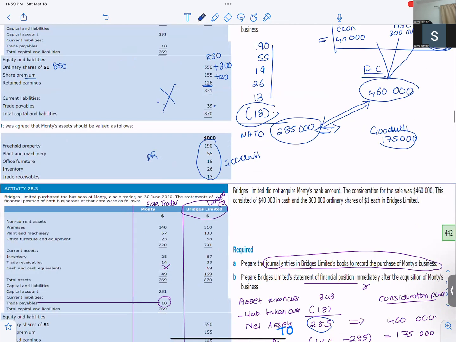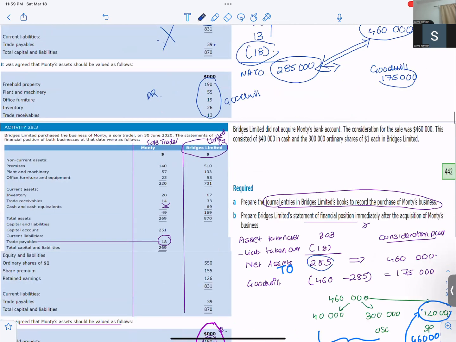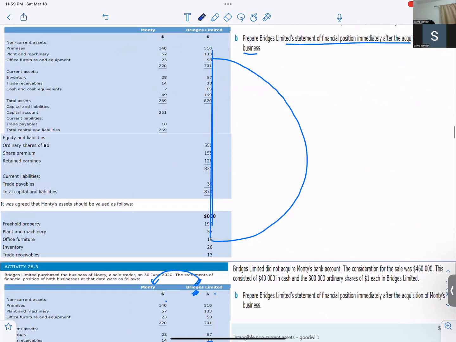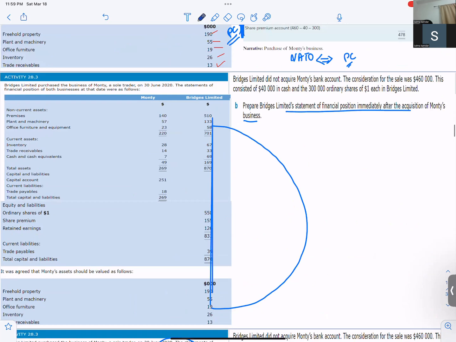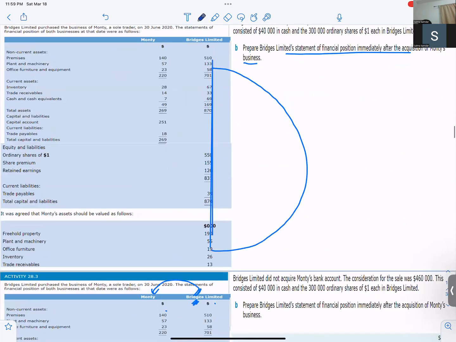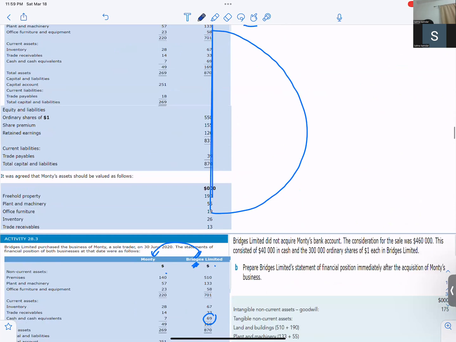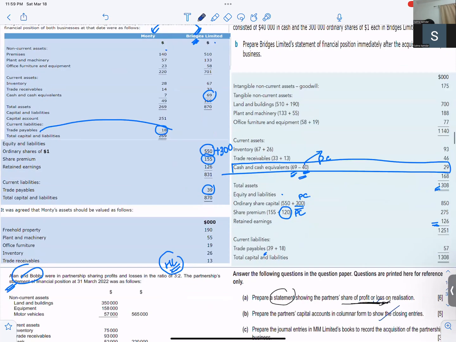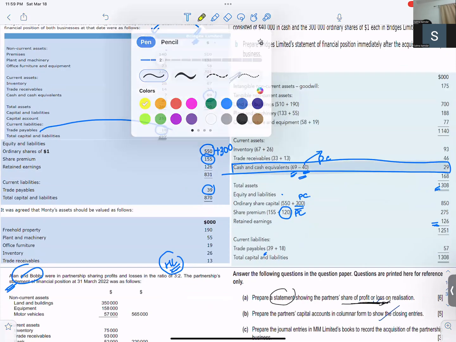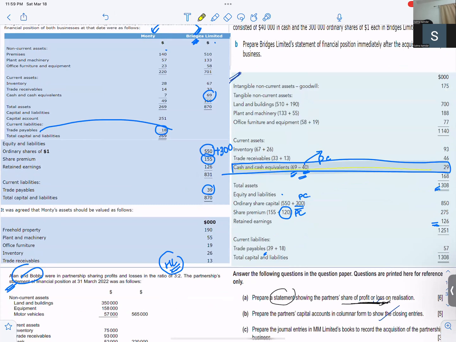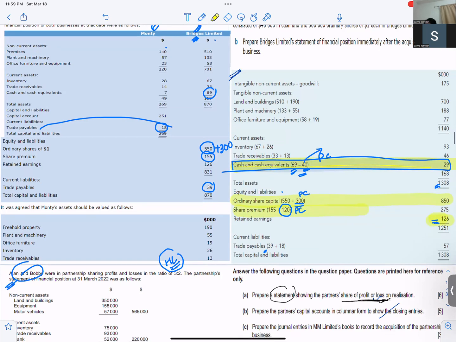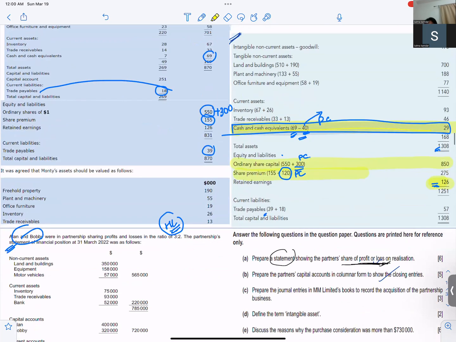So this is how I will make the statement of financial position for Bridge Limited after acquisition of Monty's business. The statement of financial position would look something like that. Don't forget that you have to subtract the cash. Also, do not forget that ordinary share capital has to be accounted for. Share premium has to be accounted for. Retained earnings will remain as it is. This is how you prepare the statement of financial position immediately after acquisition.